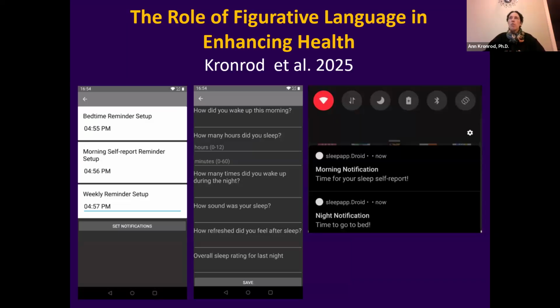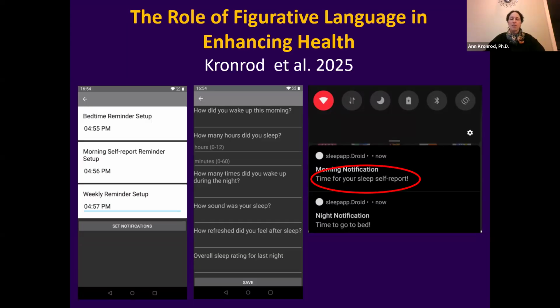So we have all of these research directions, and they all connect figurative language to fun, to enjoyment with health activities, and they are helping enhance health. They also show that people enjoy health activities more, and when they do, they also use more figurative language.